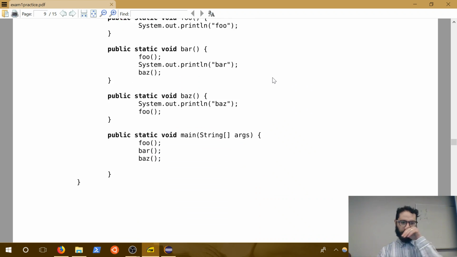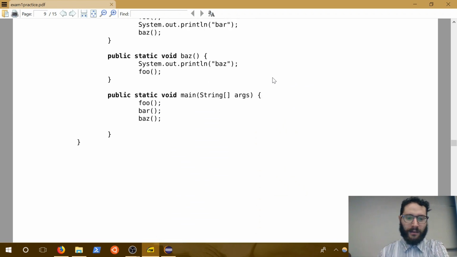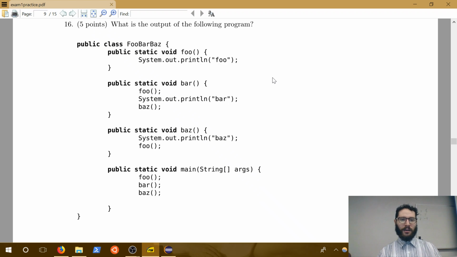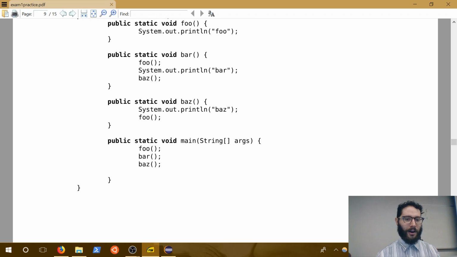All right. This is one I actually removed from the test, but it's fairly useful. What is the output of the following program, which is foo, bar, baz? We've got foo, then we've got bar, which calls foo, prints out bar, and calls baz. And baz also calls foo. This one is just a matter of following along.